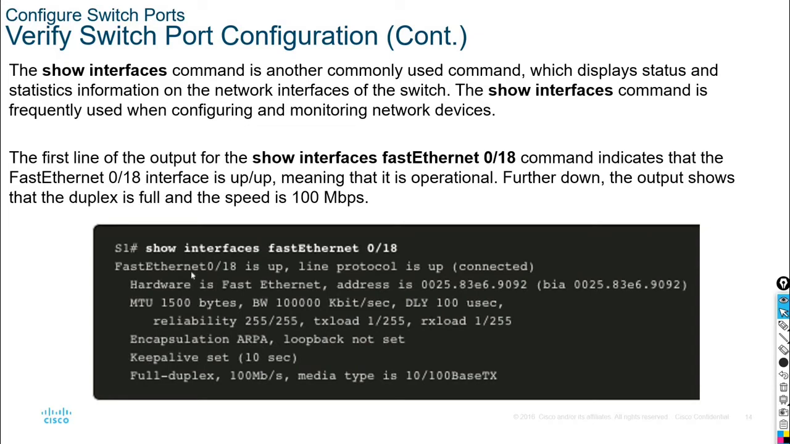In the first line, you can see the output of show interfaces FastEthernet 0/18. This indicates that the FastEthernet 0/18 interface is up, meaning it is operational. Further down, the output shows the duplex is full and the speed is 100 Mbps. You can see full duplex and 100 Mbps, and the media is 10/100BaseTX.